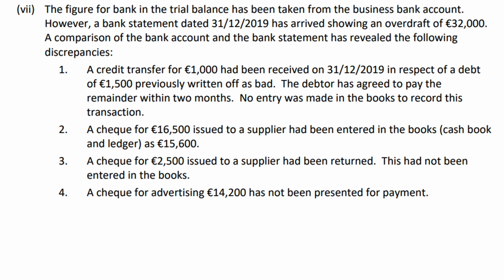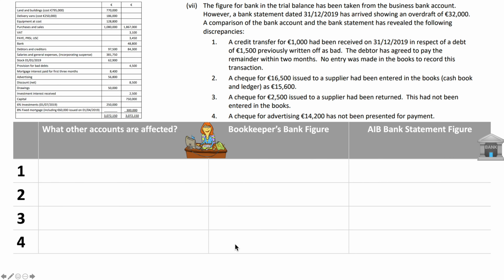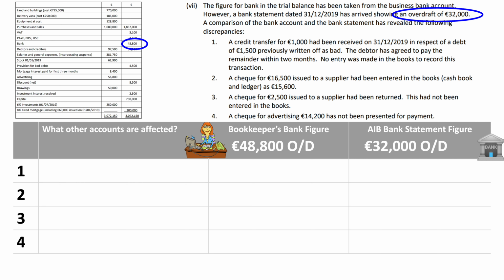Okay, so let's get started. So again, the bookkeeper's bank figure and AIB's bank figure are completely different, and we need to adjust them so that we get the same one at the end of the day. So looking at the trial balance there, the bank figure is 48,800 and it's in overdraft because it's on the credit side, and then the bank statement figure, AIB's statement figure, is 32,000 overdraft. So quite a huge difference there. So hopefully when we've accounted for all these, we will have the same at the end.